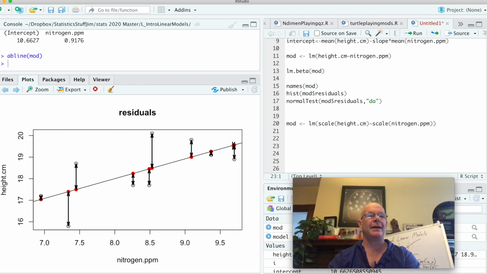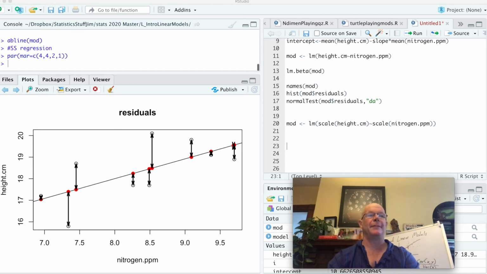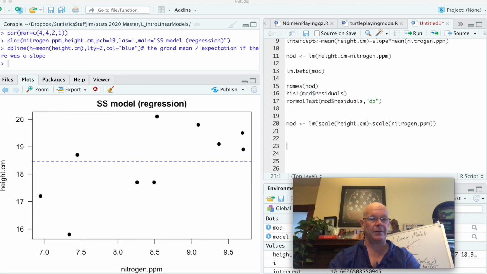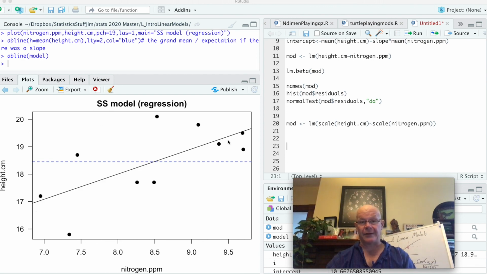So let me make a little plot to show you what the heck Jim is talking about. That would be helpful, undoubtedly. So that blue line right there, that is the mean height in centimeters. These are obviously all of our data. And then there is our regression line, right? And so the sums of squares for the model will be the distance from the predicted values, those points that are on the regression line, to the mean of the height in centimeters.